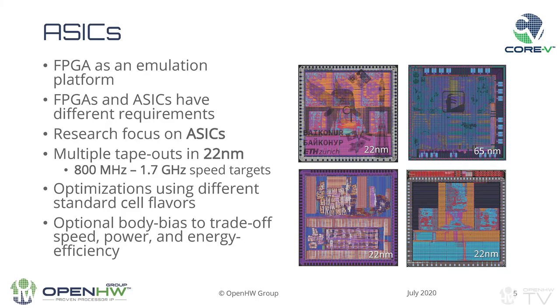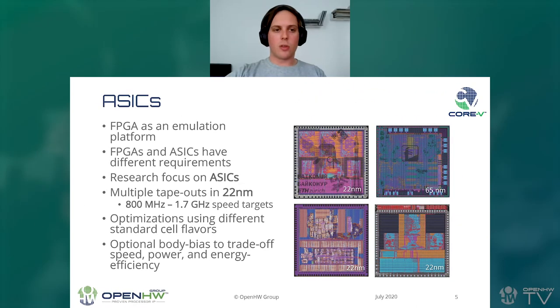There also have been exciting, let's call it unofficial, user contributions for other FPGA platforms, such as the KC705 and the VC707. As I said, our focus has always been on ASIC design, and so we have already manufactured Ariane, or CVA6, in different technology flavors. Most of them in 22 nanometer GlobalFoundries, a relatively state-of-the-art technology. The ASICs can run from 800 megahertz to 1.7 gigahertz, depending on the features and the speed targets we wanted to implement. But the core was designed to run at approximately 1 gigahertz in a reasonably new technology such as 22 nanometers.